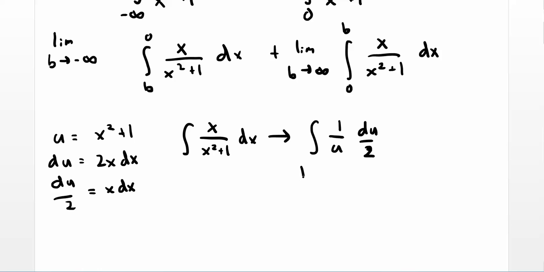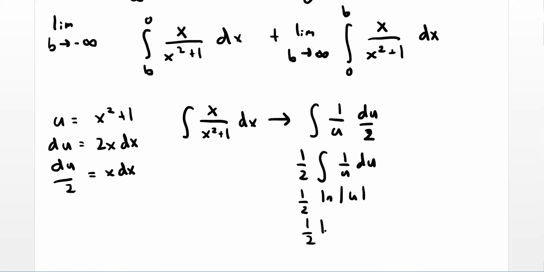Pull the 1/2 out. The integral of 1 over u du becomes 1/2 natural log of the absolute value of u, and then we're going to plug back in and get 1/2 natural log absolute value. u was originally x squared plus 1, so we plug in x squared plus 1. This is our quick antiderivative.